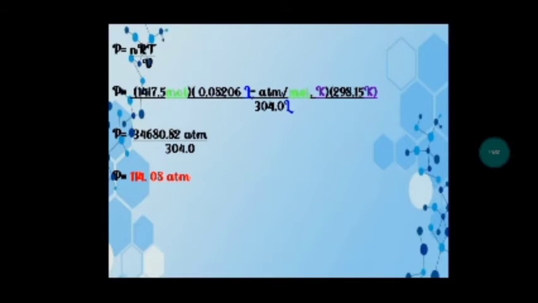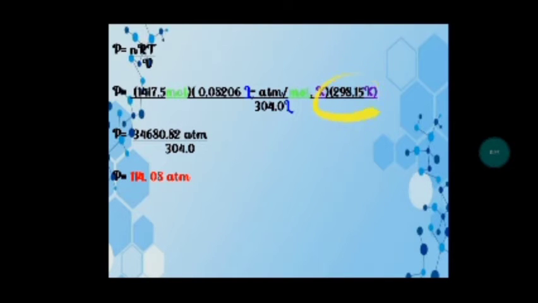So we proceed to the equation. PV is equal to nRT, so P is equal to nRT over V. Our moles is 1,417.5 moles. The ideal gas constant is 0.08206 liter atm per mole per Kelvin. Our temperature is 298.15 Kelvin, and the value of our volume is 304.0 liters.